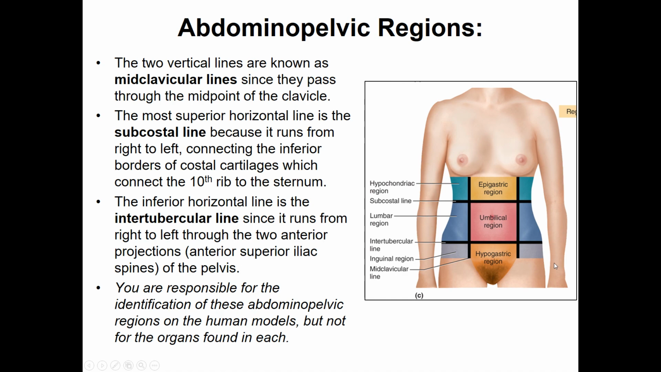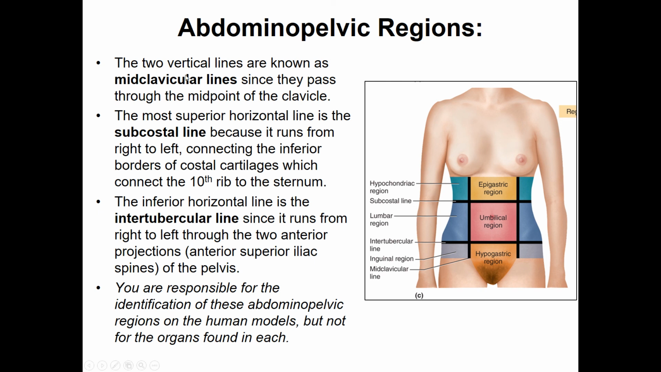This becomes a little more complicated when you move into abdominopelvic regions. So here, instead of just two intersecting lines, you're going to see two midclavicular lines that run vertically through the abdomen, as well as a subcostal line running horizontally and an intertubercular line running horizontally down here, creating 9 different regions throughout the body. So first off, with your torso models, you'd want to use your twine to actually demarcate these regions. So take twine and masking tape and find these 4 lines.